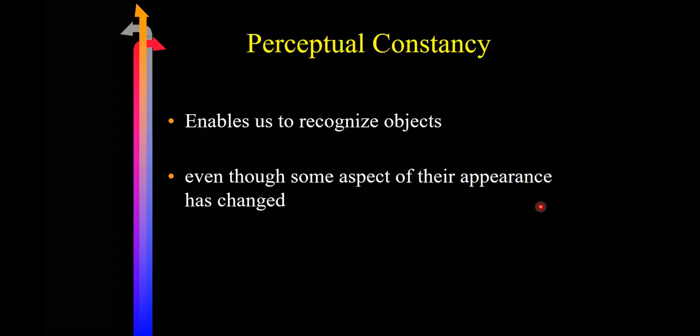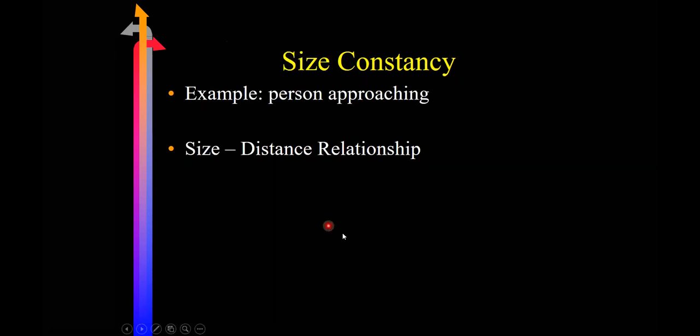Another ability that we have is perceptual constancy. And so we recognize objects to be the same even when some aspect of their appearance has changed. We're not fooled by the change in appearance. We know the object is the same. And here are some examples of that. Size constancy, that's a type of perceptual constancy.